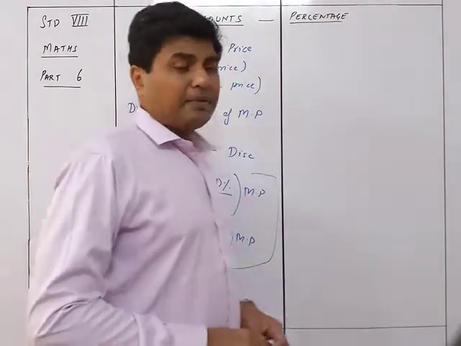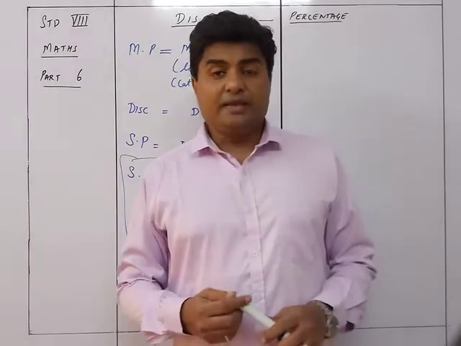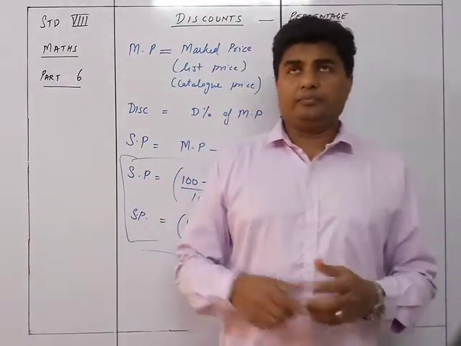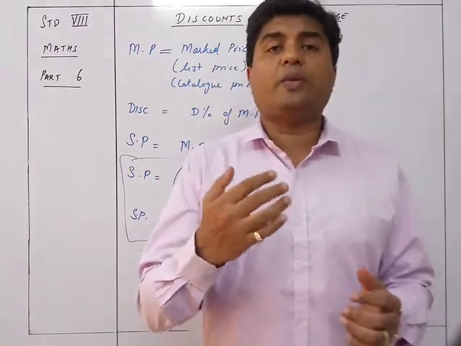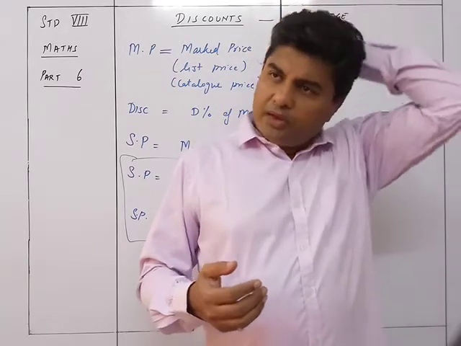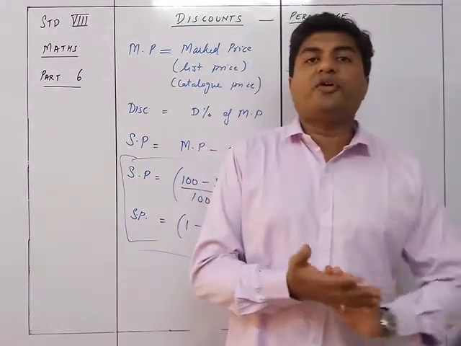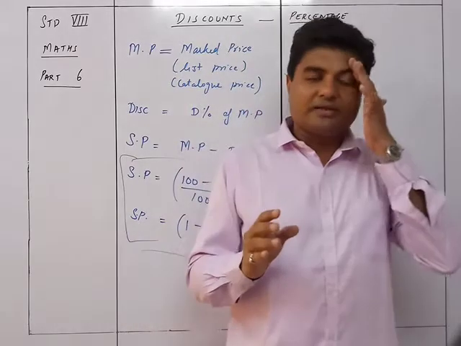Now sometimes it happens that the discount is not only single. They may say, okay, a particular product is going to be given to you at 25% discount, but after that they will give a further 5% discount. When you give a further 5% discount, it doesn't mean 25 plus 5. Okay, don't consider it this way.